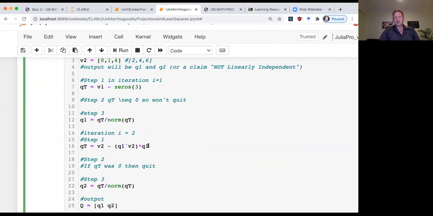Let me go for a second to the scratch pad, and we see what this does. In the first iteration, we took v1, which is this guy, and all we did is normalize it. So we made it maybe this, because maybe this is the unit ball. That's all we did with v1.